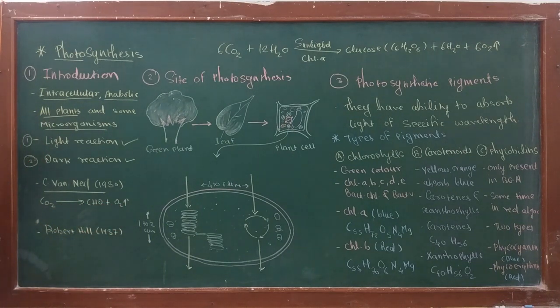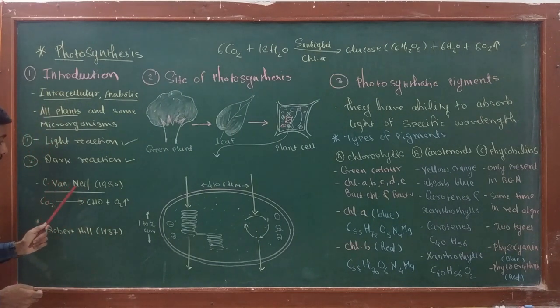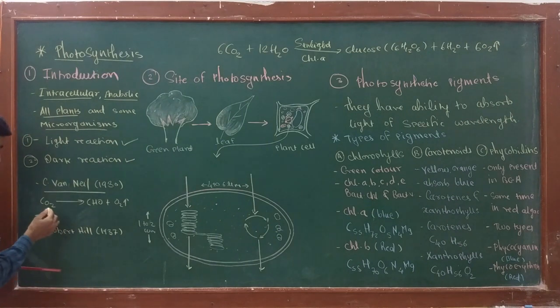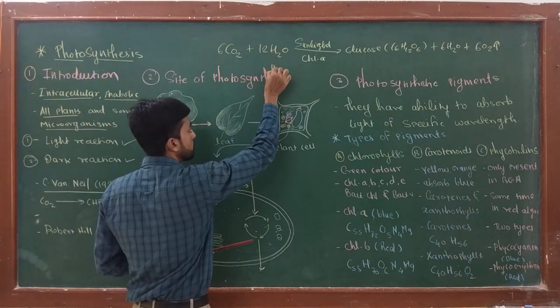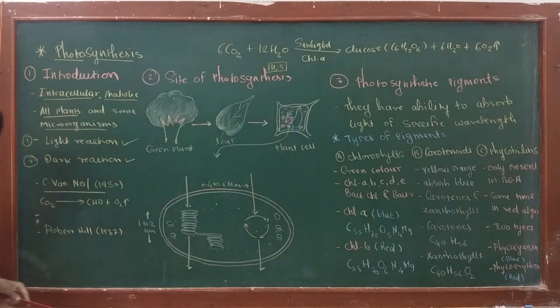Okay, but this concept was ruled out due to two important experiments carried out by C. Van Niel in 1930 and Robert Hill in 1937. C. Van Niel observed that some green sulfur bacteria or purple sulfur bacteria generally use H2S, hydrogen sulfide, instead of water in the photosynthetic reaction.